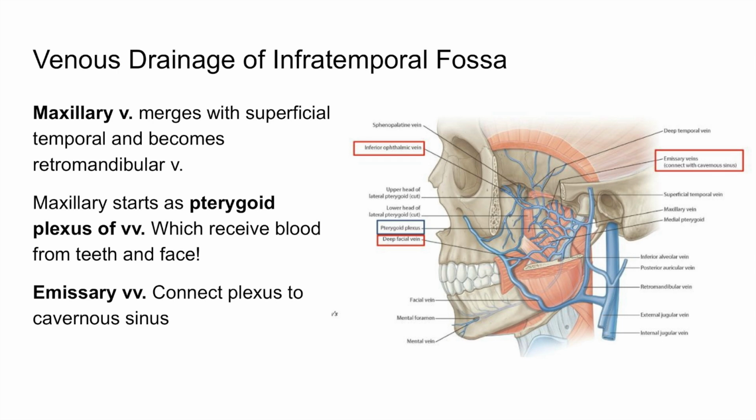So the high-yield clinical piece is the emissary veins. These are valveless connections between the pterygoid plexus and the cavernous sinus inside the cranial cavity. Because they lack valves, blood, and more importantly, infection can travel retrograde. And this means that infections from the face, teeth, or infratemporal regions can spread directly into that cavernous sinus, leading to cavernous sinus thrombosis, which is a serious and potentially life-threatening condition because of how many important structures run through that cavernous sinus. So the takeaway is pterygoid plexus is the hub, the retromandibular vein is the main exit, and the emissary veins are the dangerous shortcut to the brain.